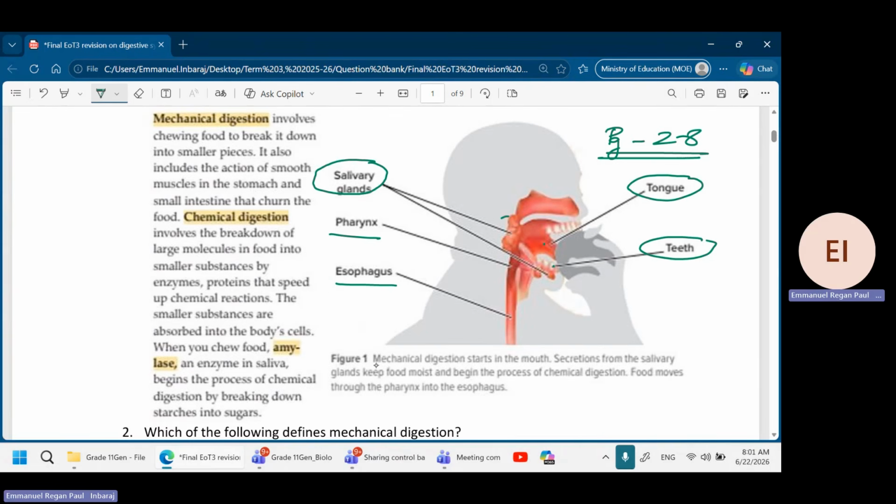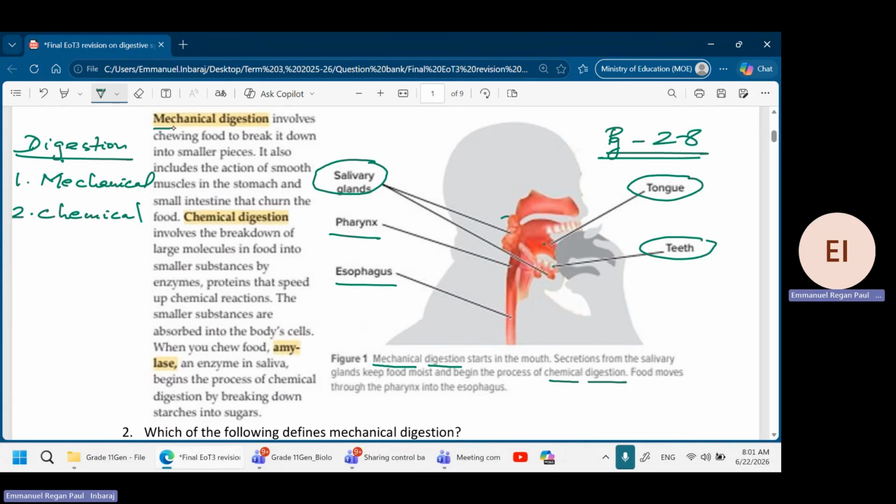It's important. See, mechanical digestion, chemical digestion. There are two types of digestion. What is digestion? Breaking down of food. One is called mechanical digestion, and the second type is called chemical digestion. These are the two types of digestion.